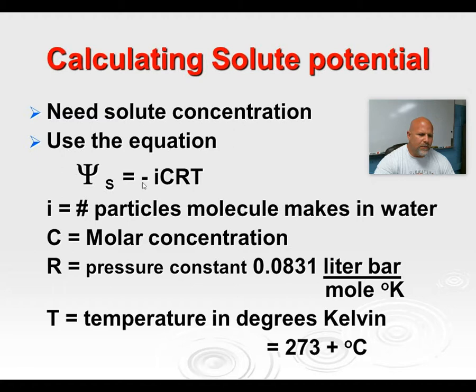Okay, so since it's the negative of 4 positive numbers that I multiply together, solute potential will always be negative. Solute potential can never be positive. The highest solute potential you can have is 0, and that would be pure water. So solute potential has to be negative. The only way it could be 0 is if I have 0 concentration of solute dissolved, and that would mean I have pure water.